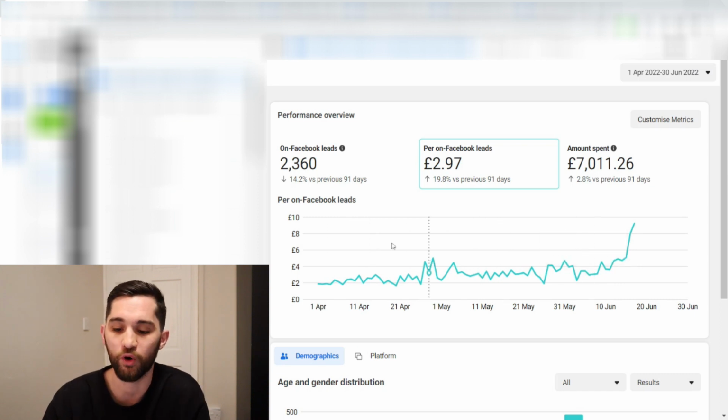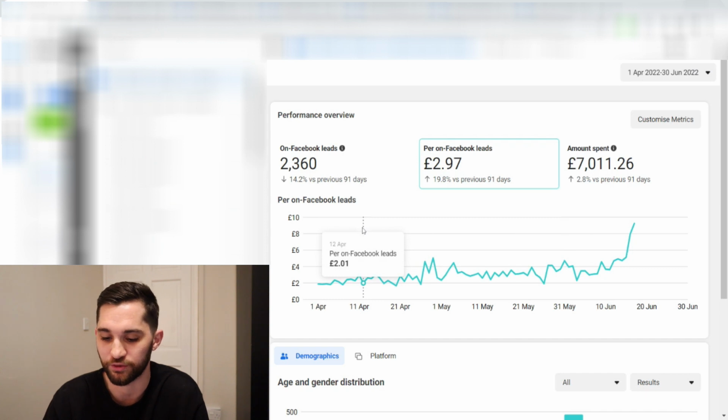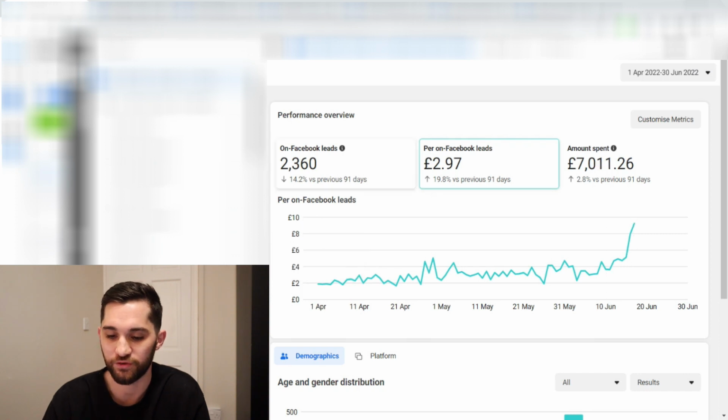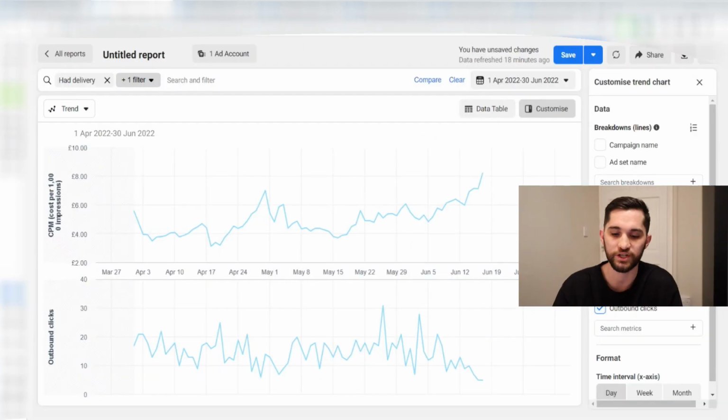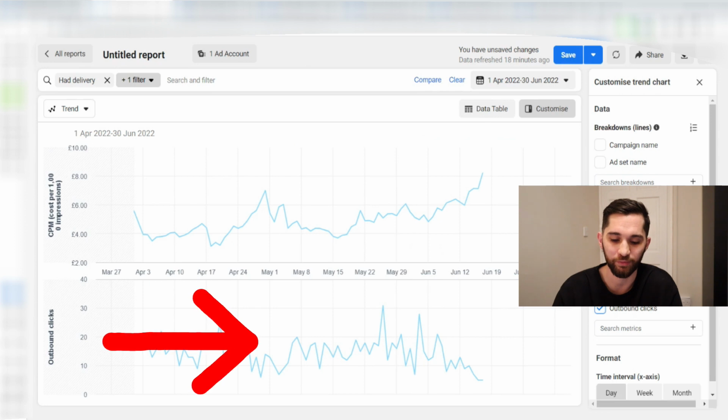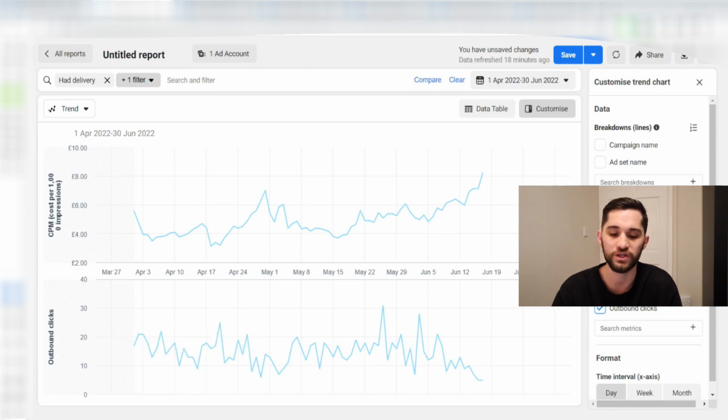But yeah, let me tell you why this happens, or at least give you some idea of why this can happen. The data that we're looking at here is April 1st until the end of June, and this is specifically looking at the number of leads and the cost per lead, which can only tell you so much. It just tells you that things are going wrong. So I've got the exact same campaign open here in Facebook reports, but we're looking at CPMs and outbound clicks. I want to focus more on CPMs for the minute.